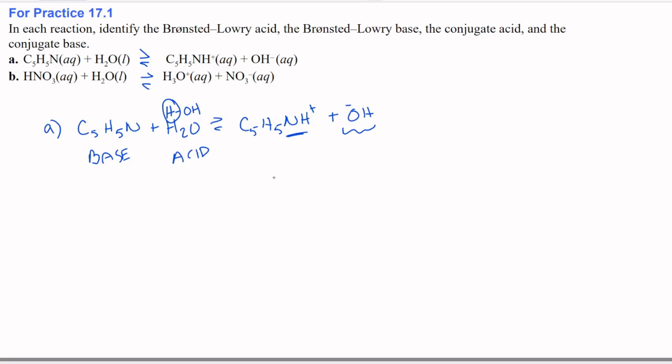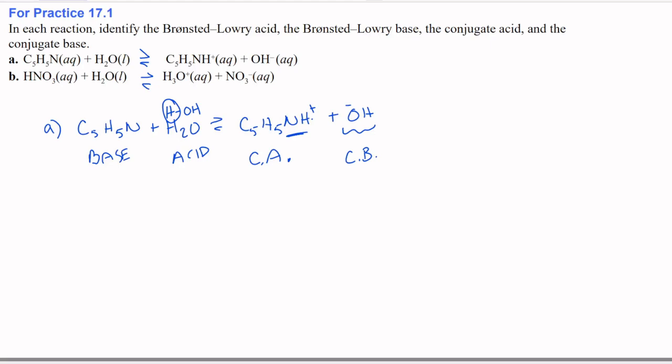And then what was the pyridine here has a hydrogen on it. Now it's become a conjugate acid, because it could donate this hydrogen and go back the other way. This is a reversible reaction, and the hydroxide here is our conjugate base. It's a conjugate base because it lost the hydrogen, so we could pick up this hydrogen and the reaction could go back the other way. So this is the base, the acid, the conjugate acid, and the conjugate base.